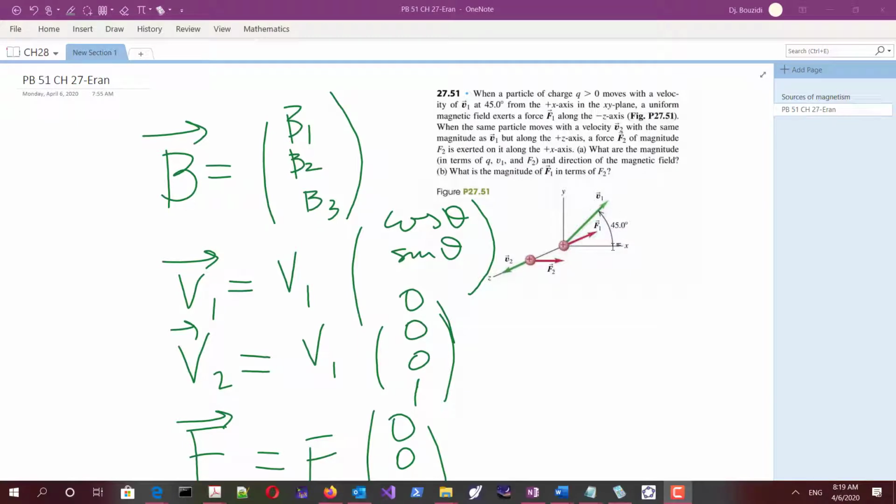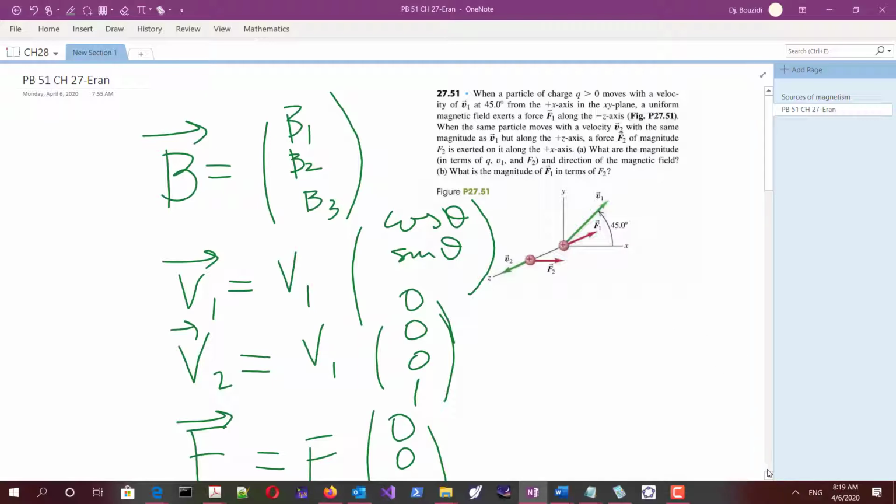Now, I know from the problem that the velocity V1 makes an angle. I'm taking a general angle theta here because we will try to understand what's going on with this angle theta with respect to the x-axis. Of course, V1 has no component along the z direction because it's in the xy plane. So its components are easily seen from the projection of this vector: V1 cosine theta and V1 sine theta along the x and y directions. It has no component along the z direction.